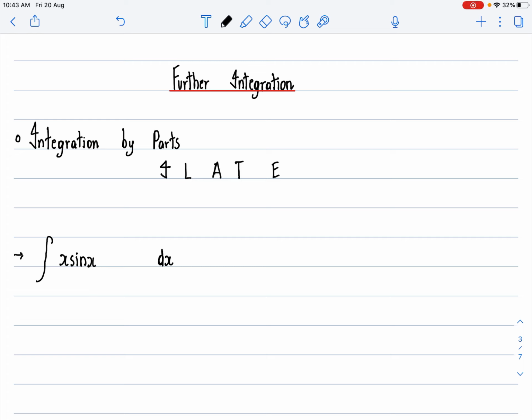Today we'll be doing the concept of integration by parts, which is a subtopic in the chapter of further integration. For this concept, you need to remember a very important acronym, ILATE. I means inverse, L means logs, A means algebra, T means trigonometry, or trigo, and E means exponents. This is what you basically need to know.